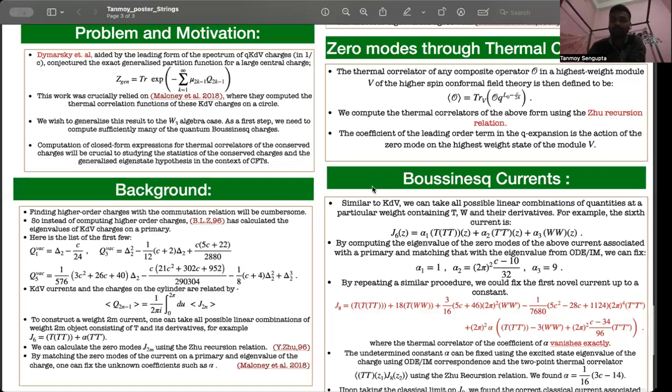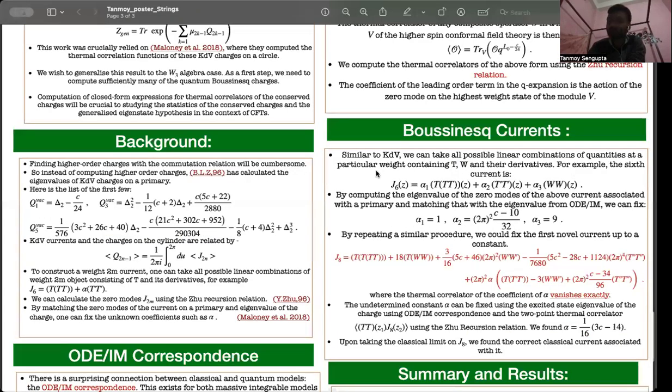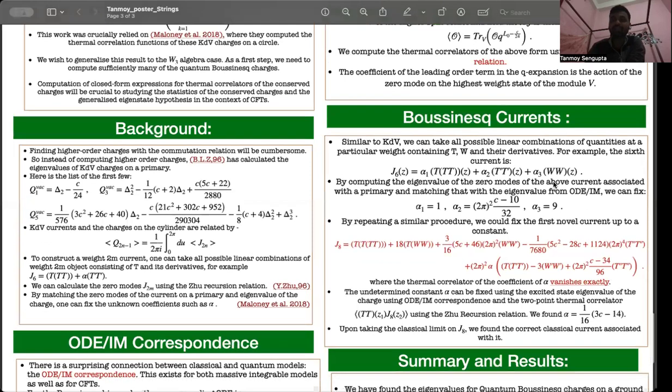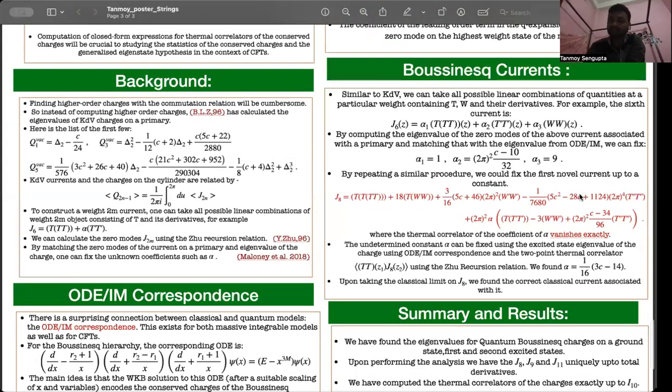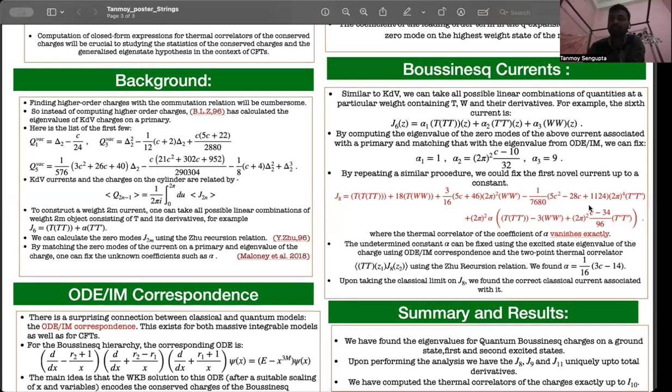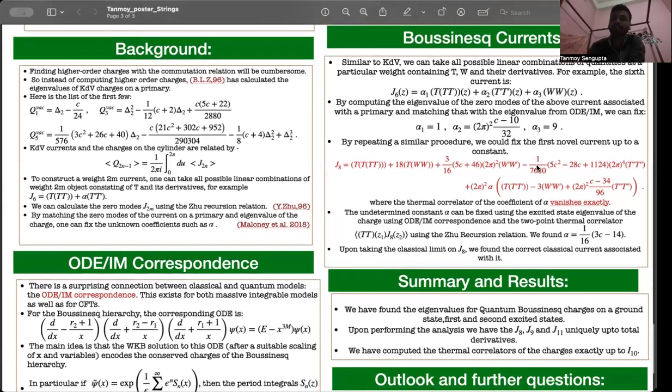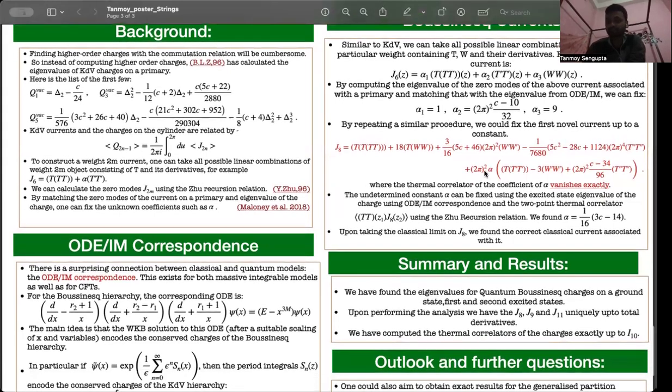Now, if you take a general ansatz for the Boussinesq hierarchy, where there are three unknown coefficients, and you do similar business, compute the thermal correlators and match with the charges, you can fix the unknown coefficients. By doing a similar analysis for the higher order charges, we could fix this up to an unknown coefficient, but the thermal correlator of this particular object vanishes uniquely. To fix this, we have computed the higher order eigenvalues in the highest excited states, and we have computed 2-point thermal correlators, and using that, we have fixed the unknown coefficients.